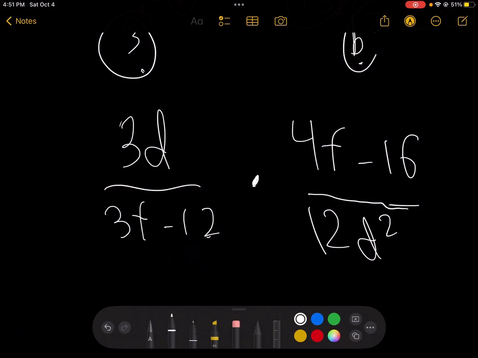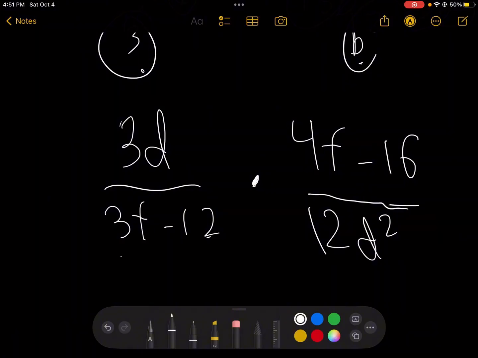So first, before anything, I need you to understand that if this was 4f, you cannot cancel this, okay? Just a quick reminder. You cannot cancel this because it would mean an entirely different thing and it won't be the right answer.